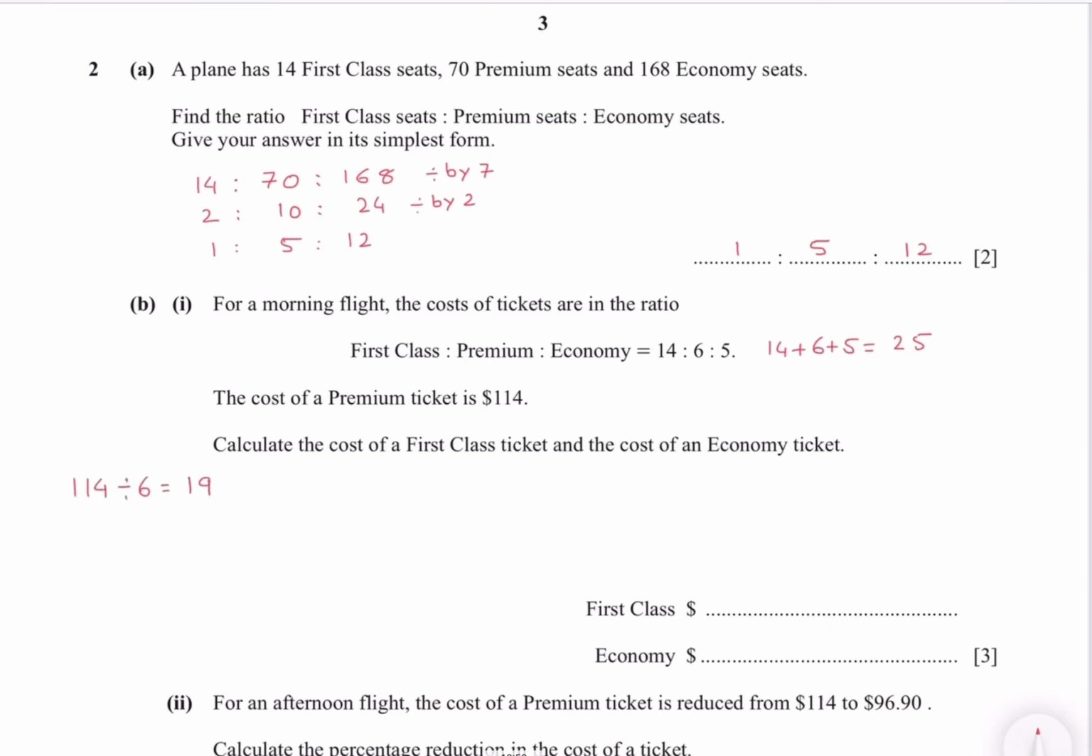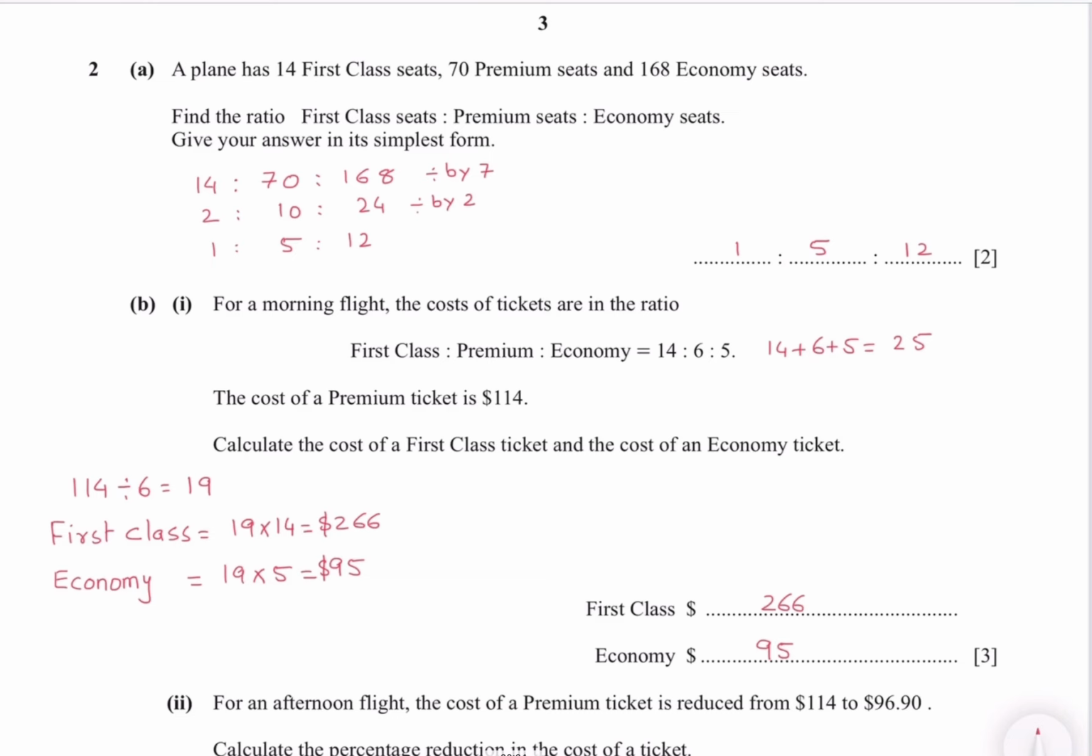So if we divide 114 by 6, 6 is the premium, and the cost of the premium ticket is given. So divide the cost of the ticket by its ratio. We got 19. So now first class is 19 multiplied by the ratio of the first class, which is 14. So this is $266. And economy, 19 multiplied by its ratio, which is 5. So we got its price $95. So we can write in the answer space $266 and $95.